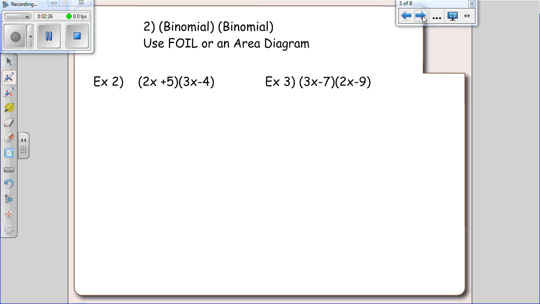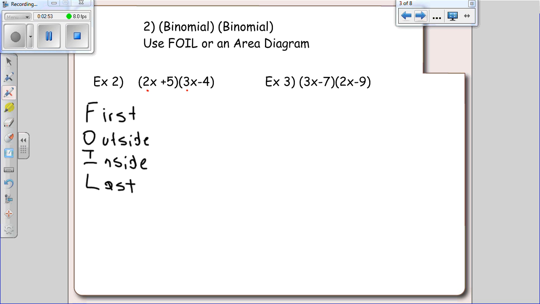These ones are binomials times binomials. 2 terms times 2 terms means you FOIL it. So we remember to FOIL from the good old days. That's first, outside, inside, and last. So the first terms are there and there. They multiply to, 2x times 3x, 6x squared. That's our first.